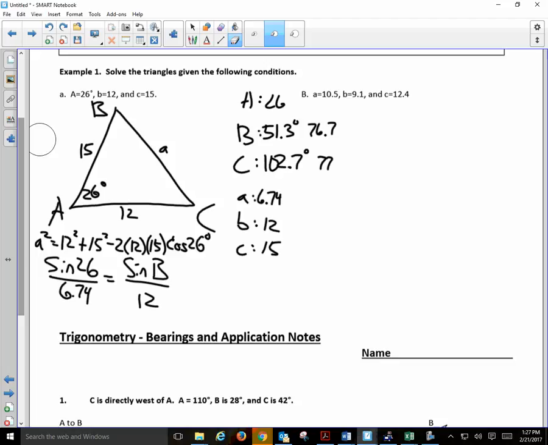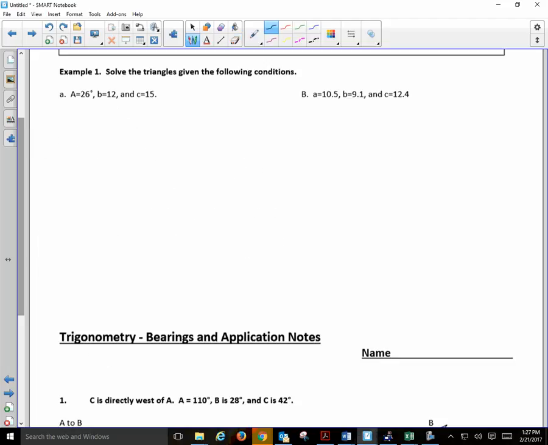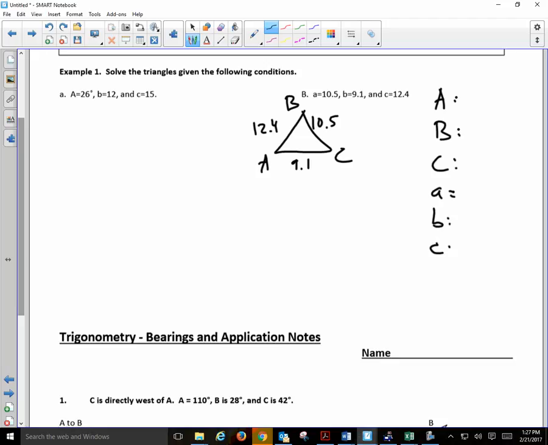All right, one last one. What's different about this one? No angles. We've got angle A, angle B, angle C. Side A is 10.5, side B is 9.1, and side C is 12.4. So we've got our three sides. Side, side, side. That was a congruence theorem from back in geometry. We're going to use the law of cosines.